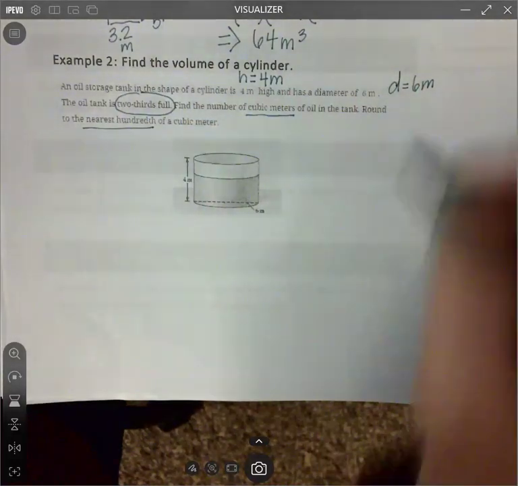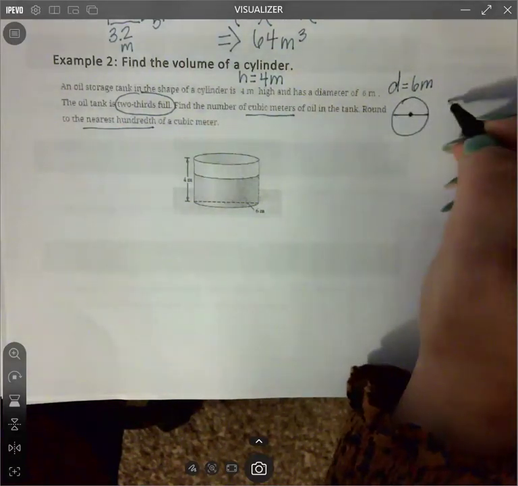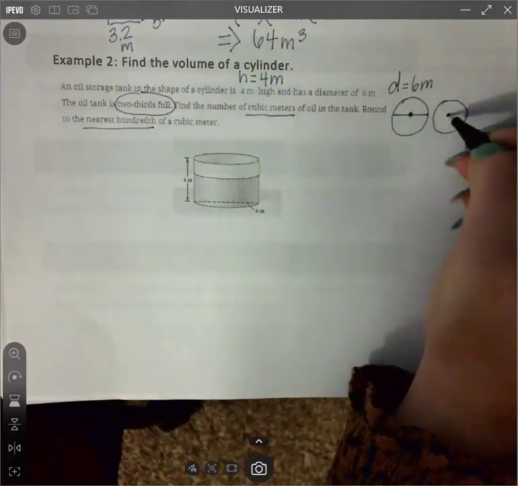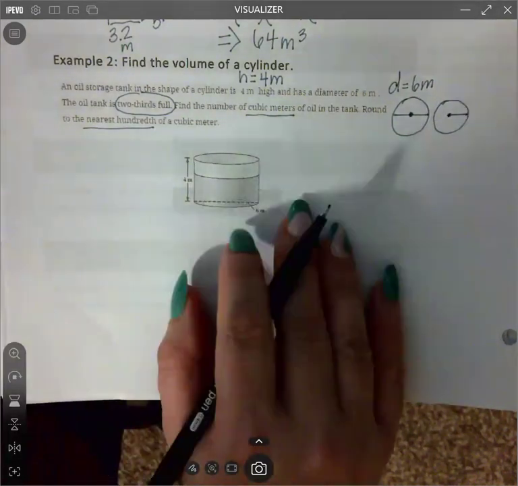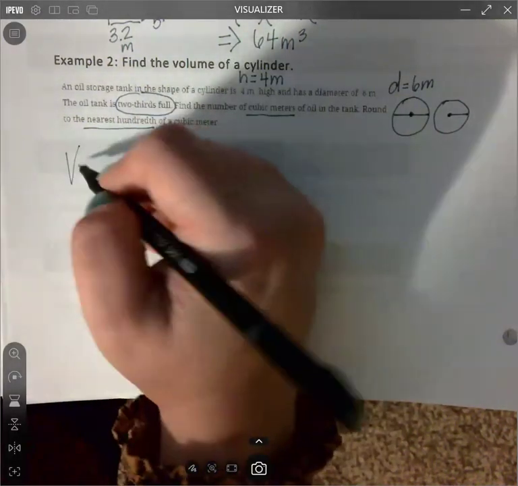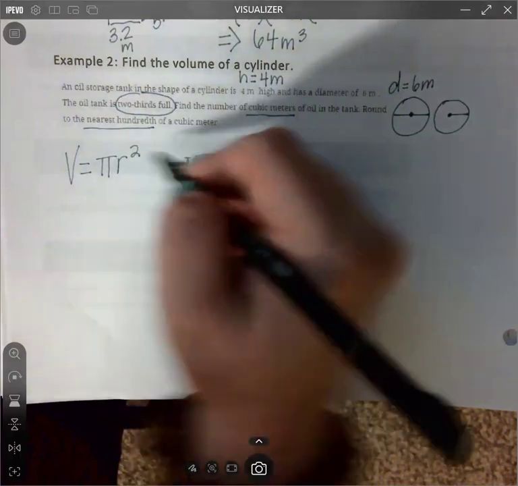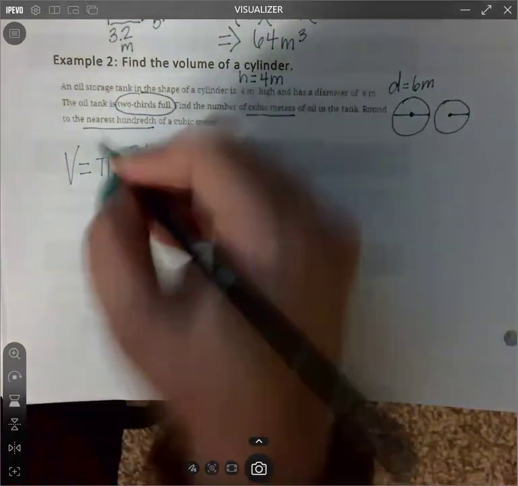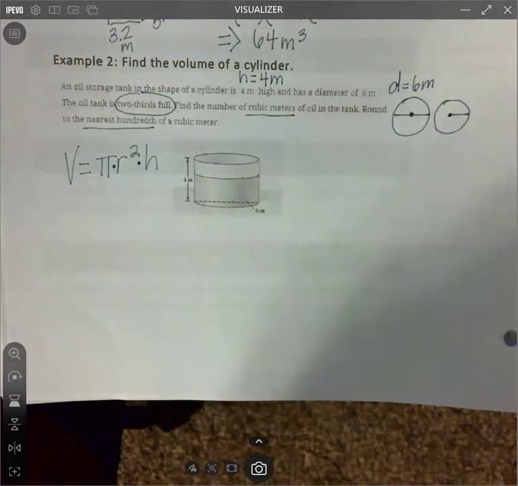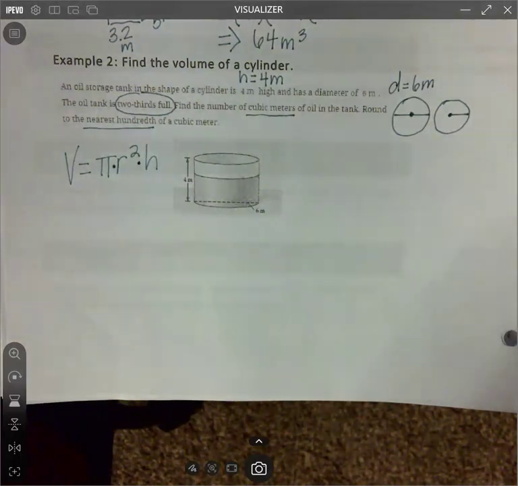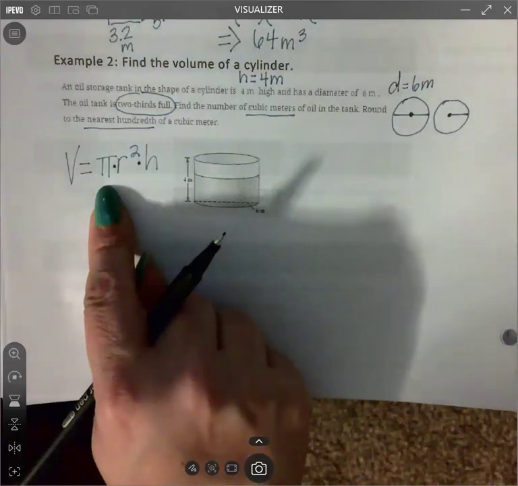So we want to remember from circles that our diameter goes all the way across and our radius goes halfway across. For the volume of a cylinder, we're going to use the formula V equals pi r squared h. This is pi times r squared times h. R represents the radius, h represents the height, and pi is the pi button on our calculator.